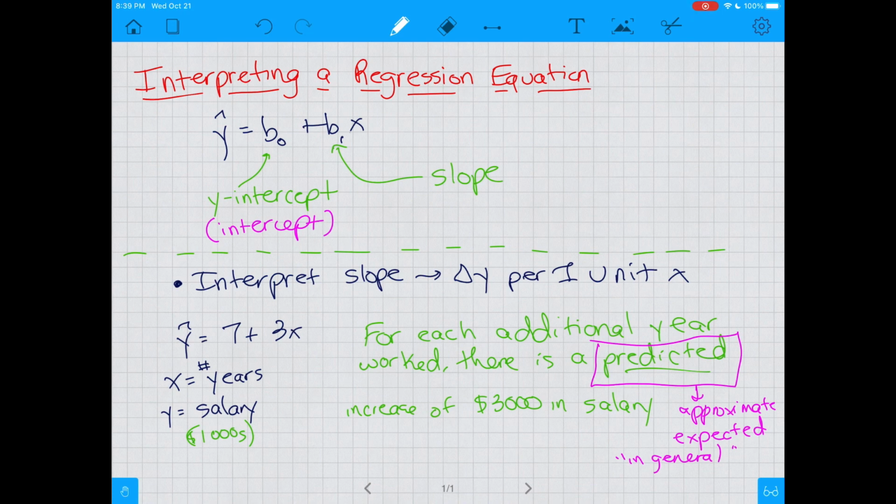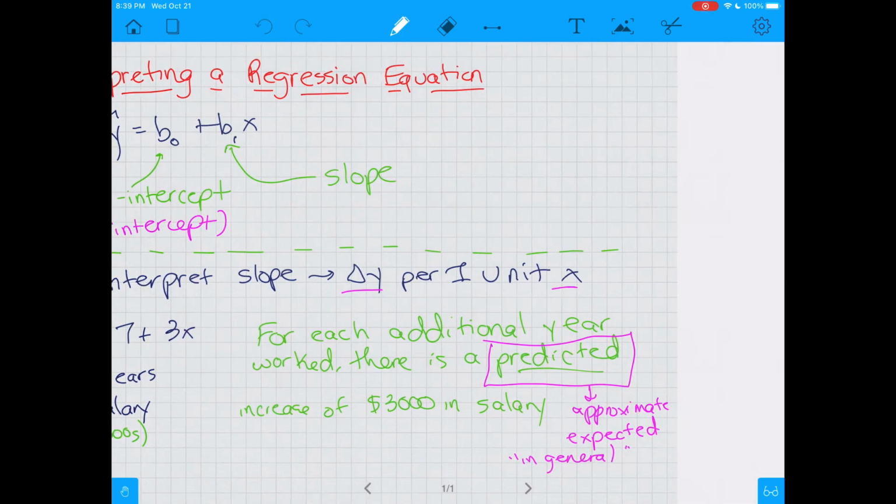So there's a bunch of different words that you can use there to fill in the blank, but it needs to be something where we're not saying, every year you get a $3,000 raise, right? It's on average, we would expect your raise to be about this much. So that's pretty much it for interpreting slope. Obviously here, we're just going to fill in the y and the x in terms of the context of the question. Every question will be different, but in general, that's how we're going to interpret it.